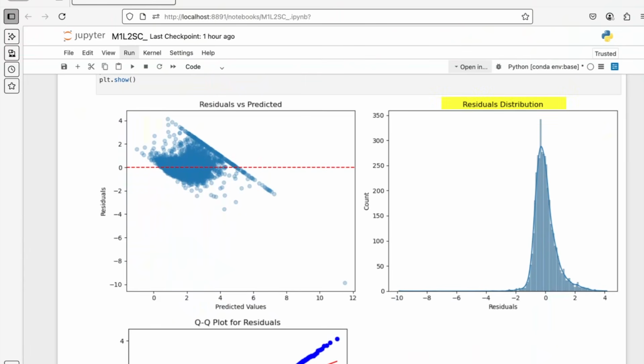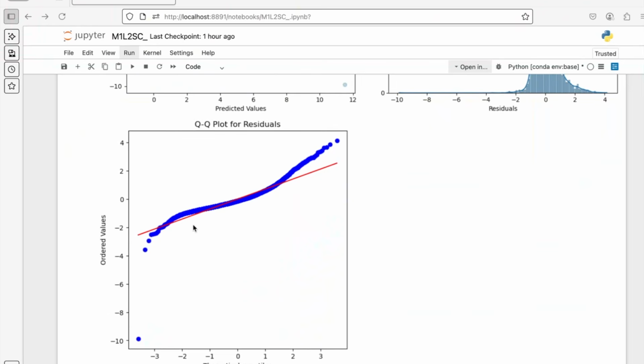The histogram of residuals shows their distribution, with the residual values on the x-axis and their frequency on the y-axis. Our distribution has a center peak near 0. This indicates our model tends to underpredict more than overpredict.